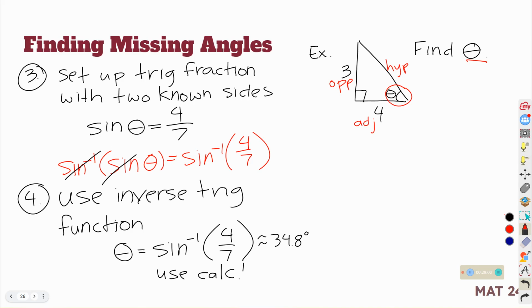Looking at that picture, I have the opposite side and the adjacent side. According to step 3, I choose the trig function that goes with that. Abner, which trig function should I use when I have opposite and adjacent? Tan. Perfect. Tan is opposite over adjacent, so SOH CAH TOA. So we're going to set up our tan function. Tan of theta, opposite is 3, adjacent is 4. Perfect.